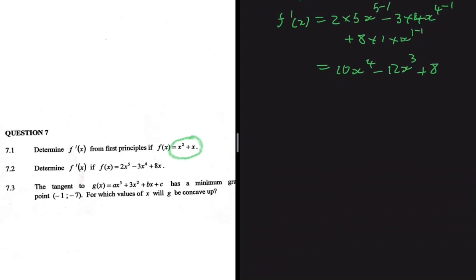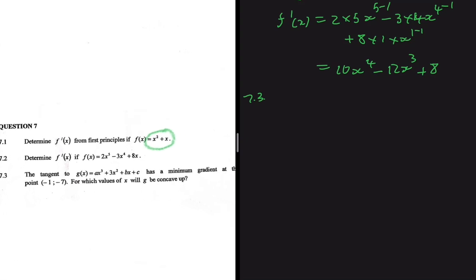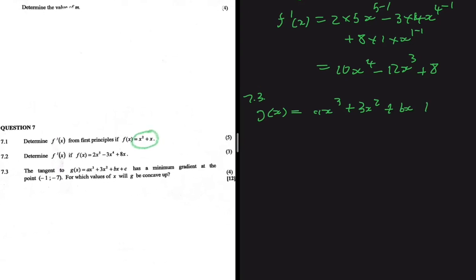And now let's do 7.3. So 7.3 is saying here that the tangent to g of x, if our function g of x is equal to ax cubed plus 3x squared plus bx plus c, has a minimum gradient at the point (-1, -7). For which values of x will g be concave up?